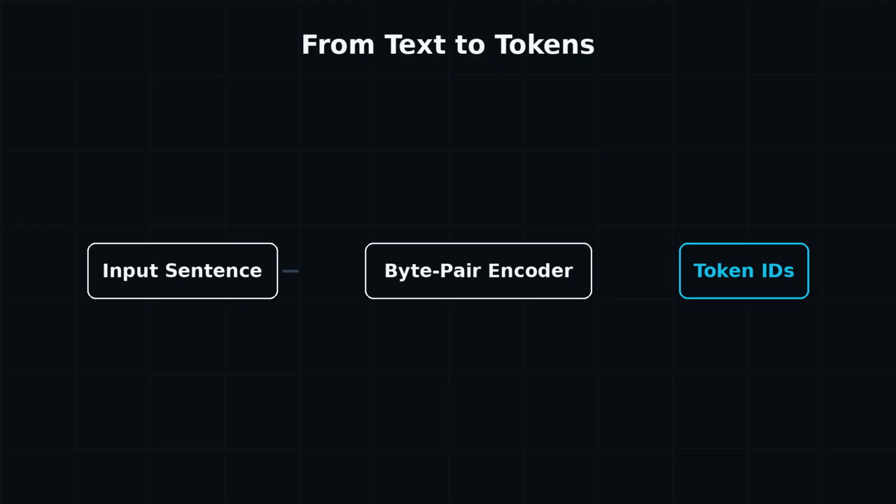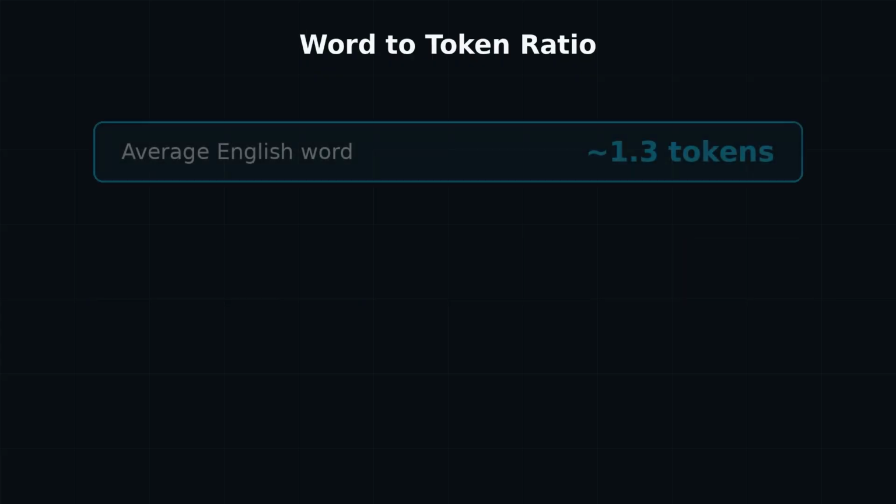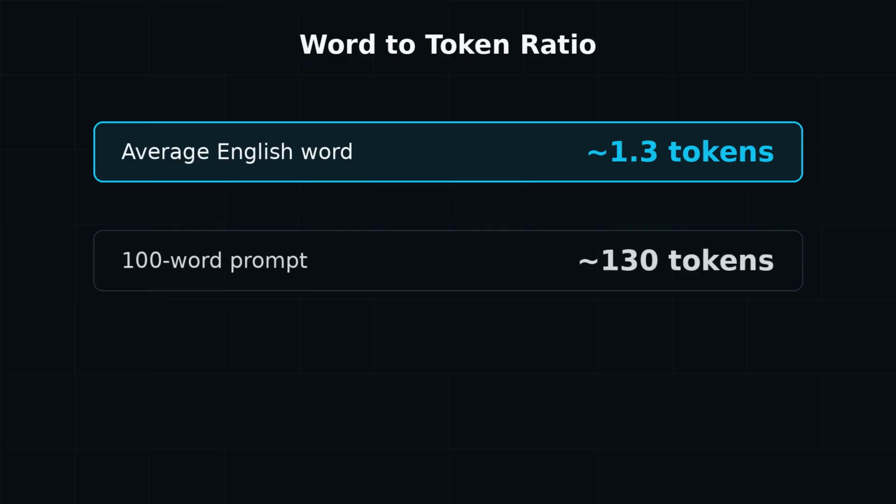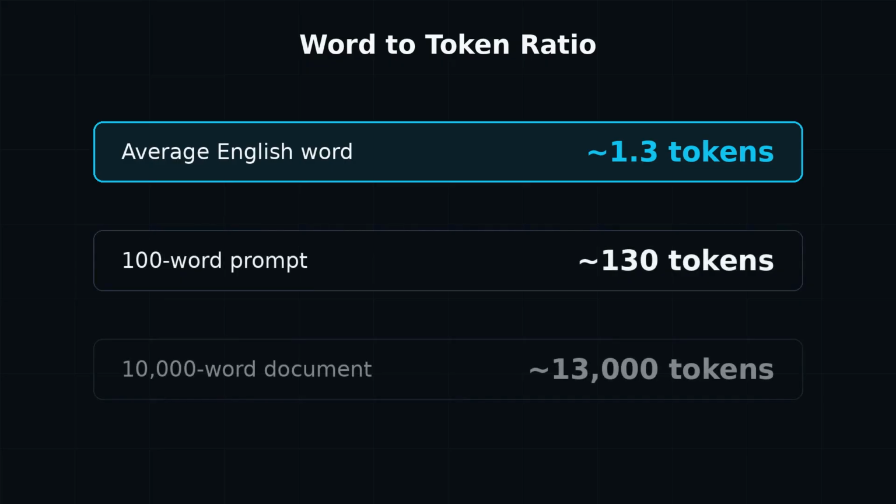A token is a chunk of text that a language model processes, often a word, part of a word, or punctuation. Modern models use algorithms like byte pair encoding to compress text into token IDs. For instance, the word unbelievable might become 3 tokens: un, believe, able. Tools like OpenAI's tiktoken library can reveal your token count instantly. On average, an English word maps to about 1.3 tokens, so a 100-word prompt becomes around 130 tokens.